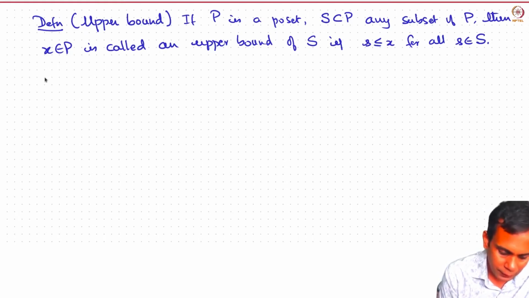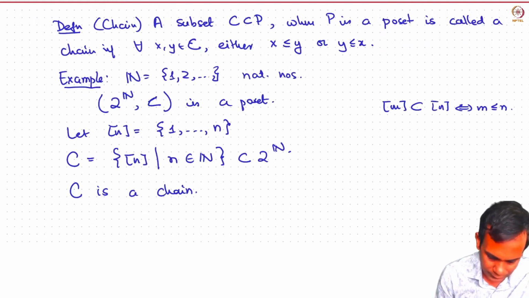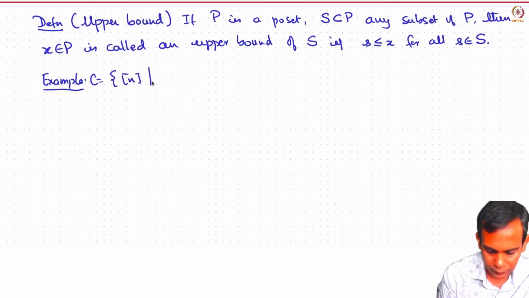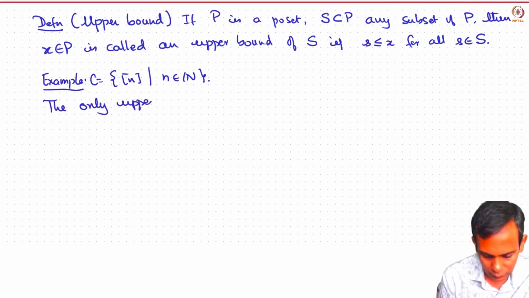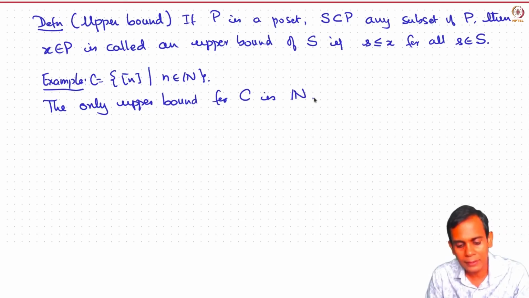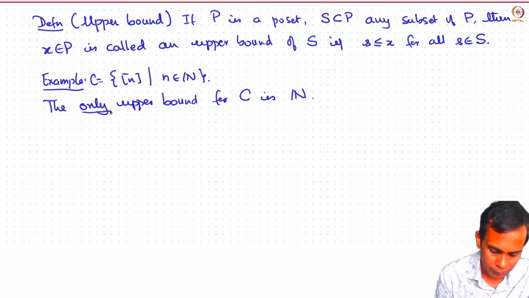In the example, if I take S to be, well, what did we take last time? I called it C. The only upper bound for C is N itself. No other set contains all the subsets that are in C. Okay, so this is the only upper bound.